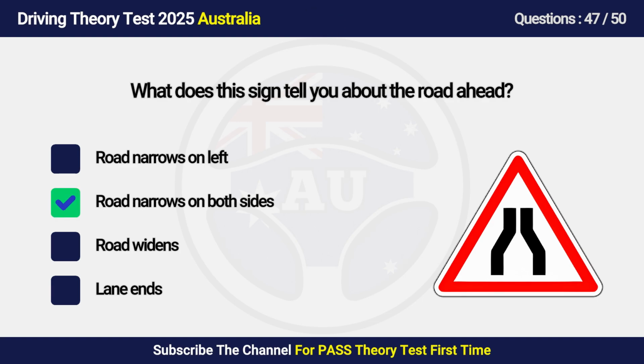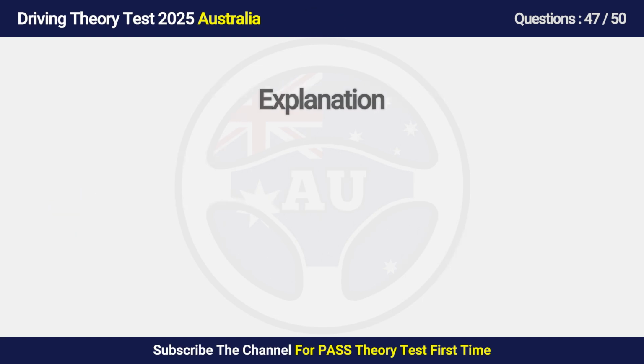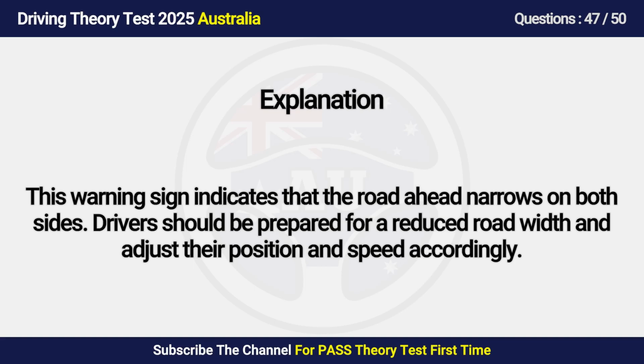Answer is B. Road narrows on both sides. This warning sign indicates that the road ahead narrows on both sides. Drivers should be prepared for a reduced road width and adjust their position and speed accordingly.